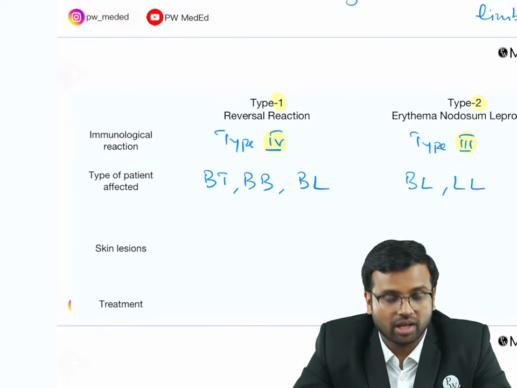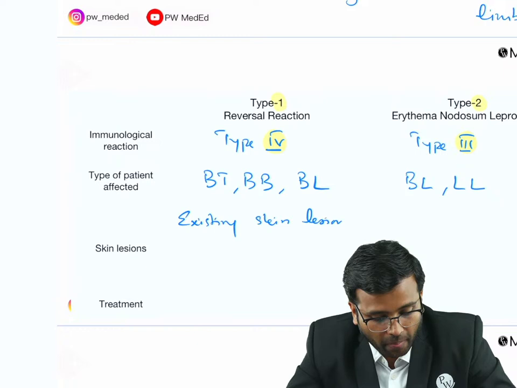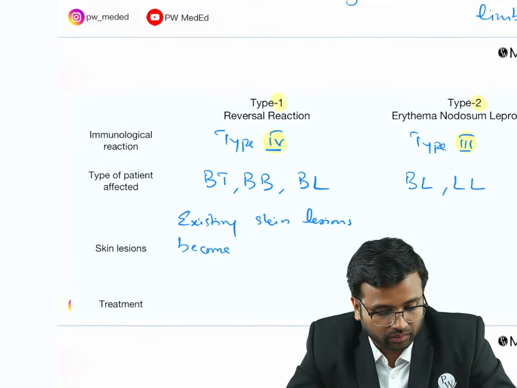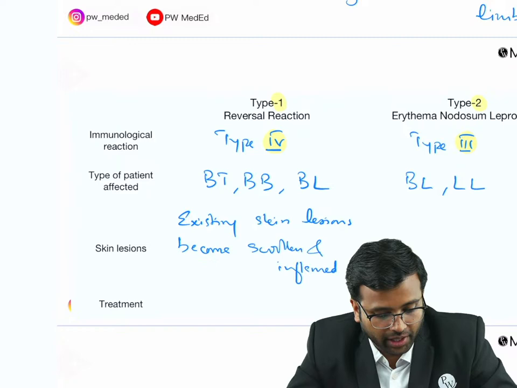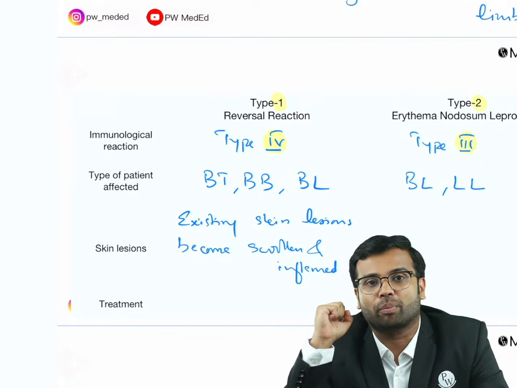Now the skin lesions, what happens to the skin lesion? So the existing skin lesions, they become swollen and inflamed in the case of type 1 lepra reaction. So just imagine that there is a patient of BT type of leprosy who is having a hypopigmented patch, and this hypopigmented patch may become swollen and inflamed when it comes to type 1 lepra reaction.